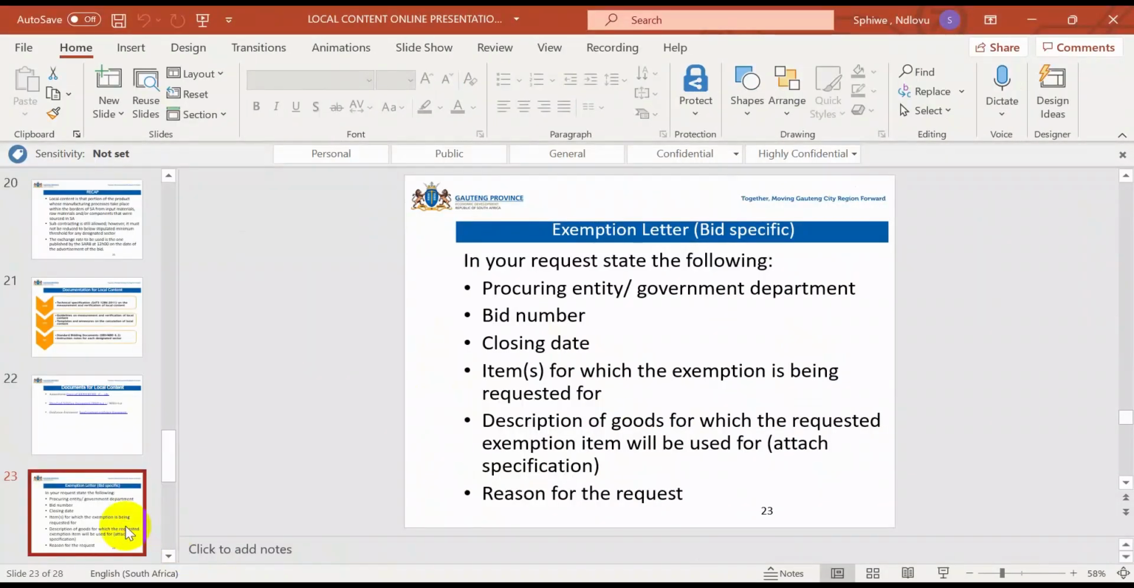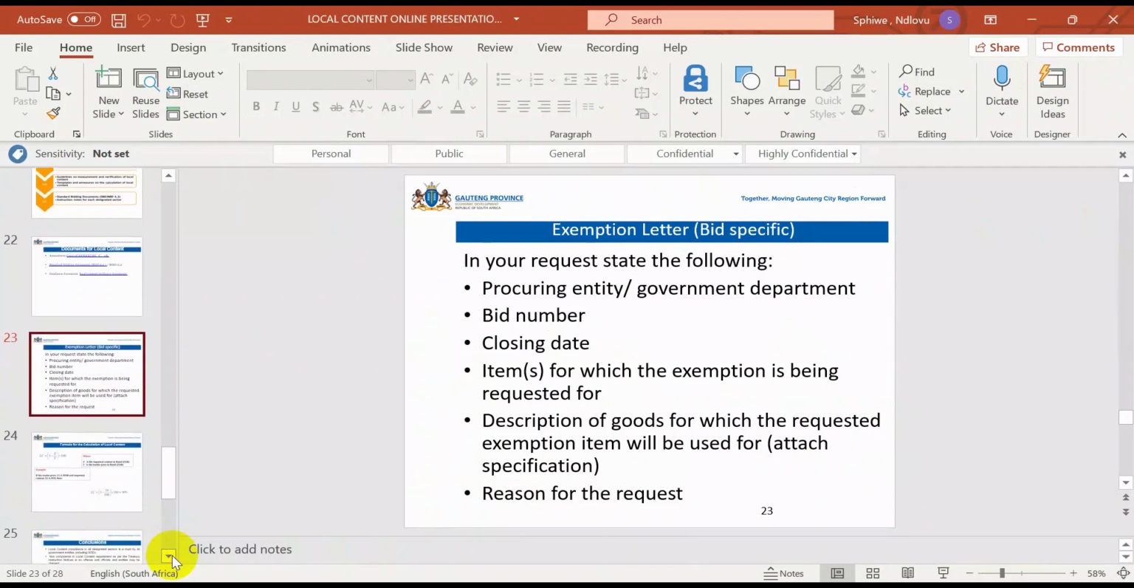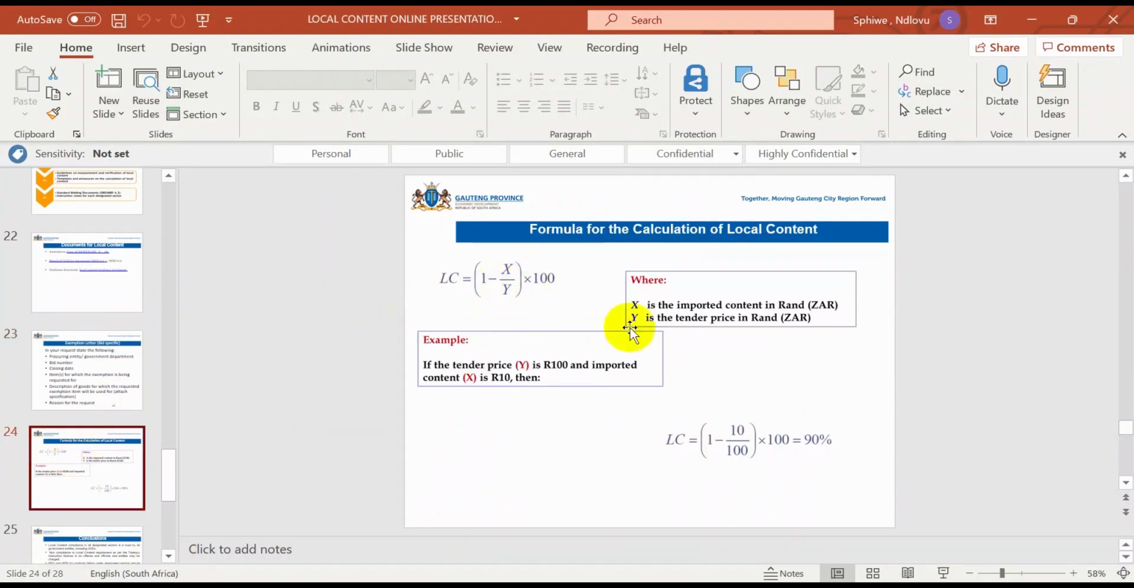Let's go back into our presentation just to see if I've captured everything. Okay, this is the example again where we have an import, and whatever we're importing, when converted into South African rand, was 10 rand. So if you do the calculation, it's 90%. So when you are asked to deliver something designated at 85%, for example, and this is how much you end up with, then you still meet the criteria because you went over the minimum threshold. The only time you'll be disqualified is when your percentage is less than what is stipulated as the minimum threshold.